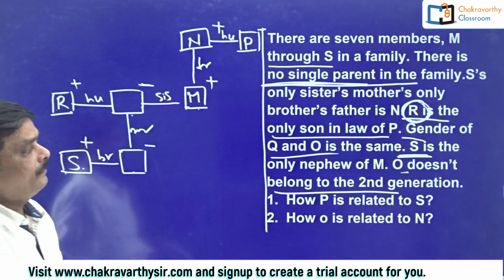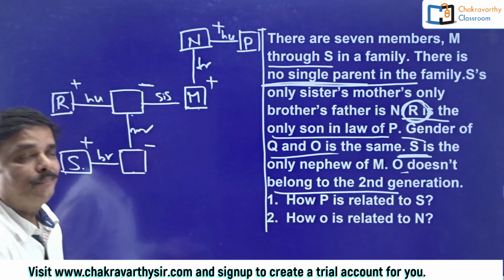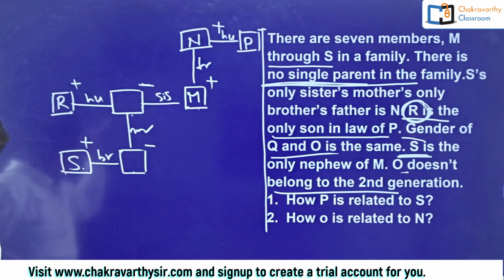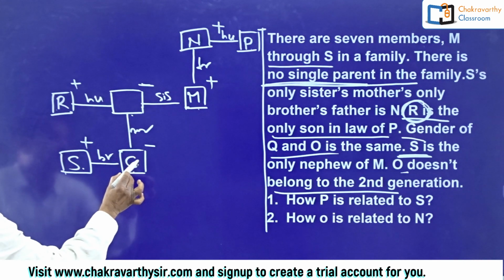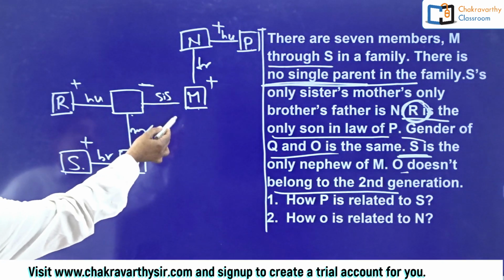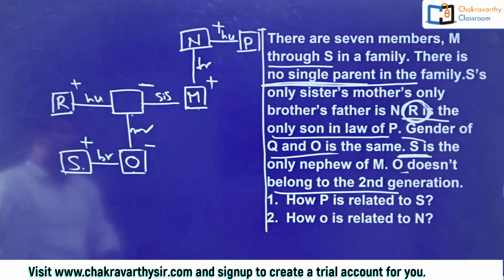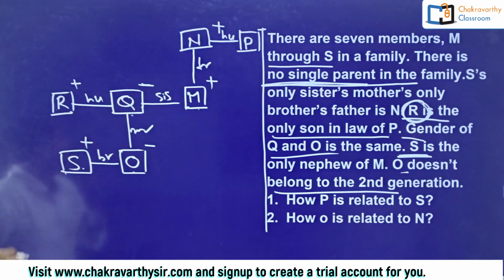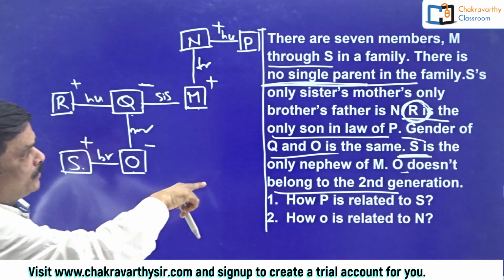Now here they have given that O does not belong to the second generation. When O does not belong to the second generation, only one place is left out. This is O. Simple one. Now who are the persons over here? M, N, O, P, R, S are over. Only Q is left out. This is Q.